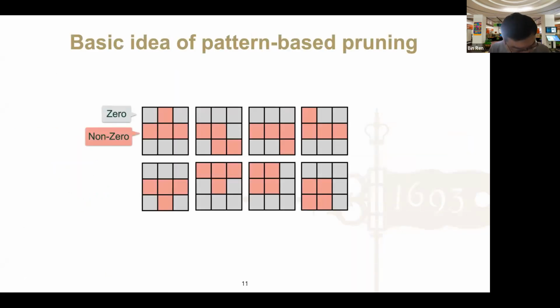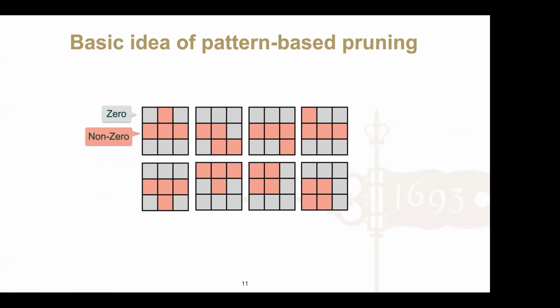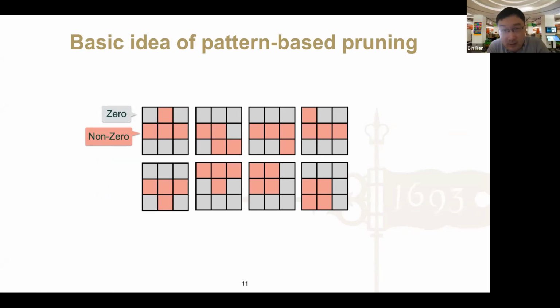So let's look at the designs in PatDNN one by one. First, let's look at the basic idea of the pattern-based pruning. And the idea is pretty straightforward. When we prune the kernels, we need to follow certain patterns. For example, here we have a 3 by 3 kernel. And when we prune this kernel, we just follow certain patterns like this. We preserve 4 non-zero weights for each kernel.